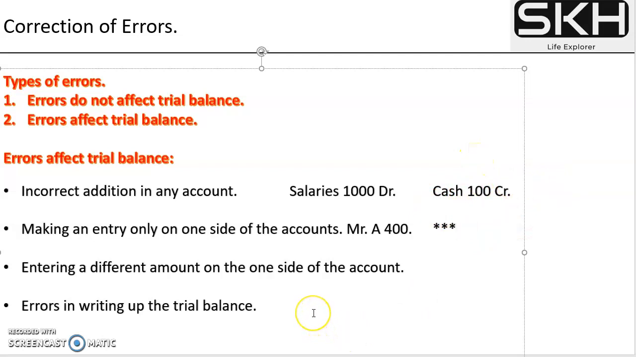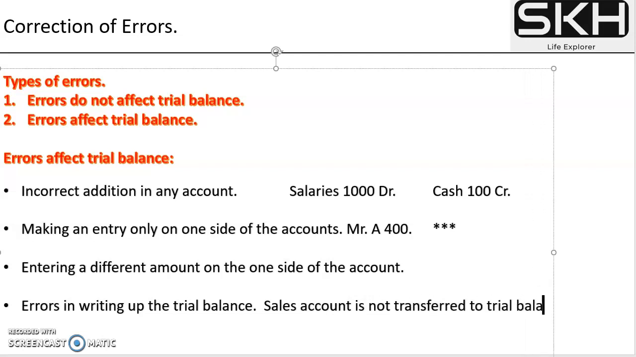And the final one is errors in writing up the trial balance. It can be, for example, if we have brought forward a balance wrongly, or we did not post any account to the trial balance. For example, the sales account is not transferred to the trial balance. So in this case, our sales account we did not transfer. Although the sales account is a big account and we can't make that mistake, just for example, if the sales account is not written in the trial balance, we need to resolve those problems.